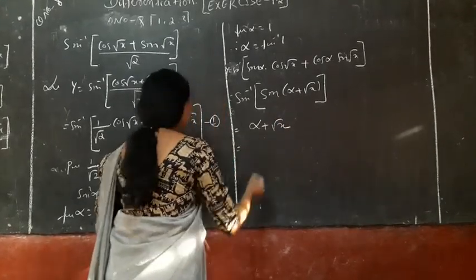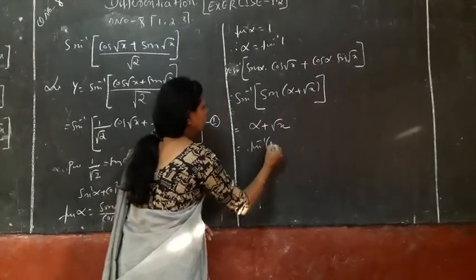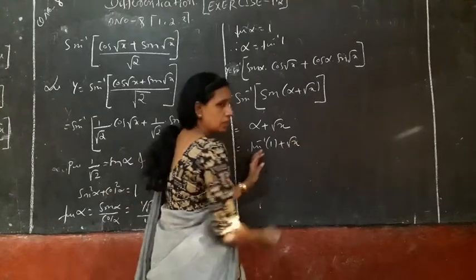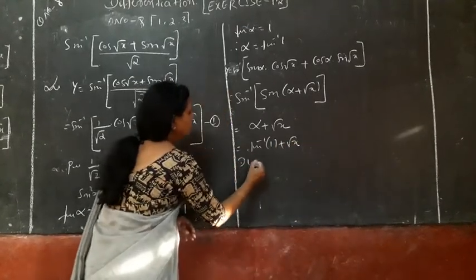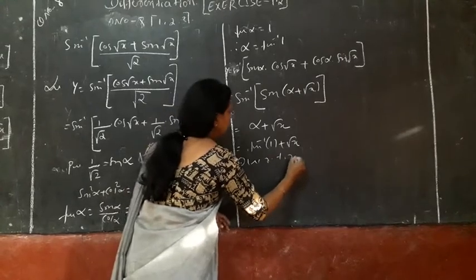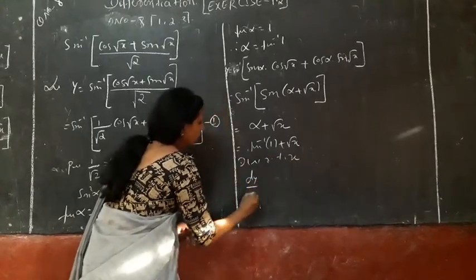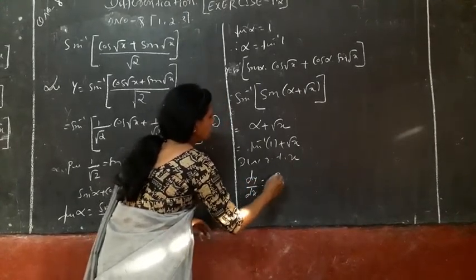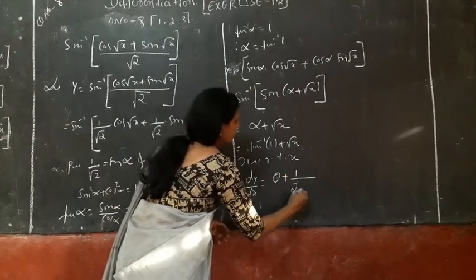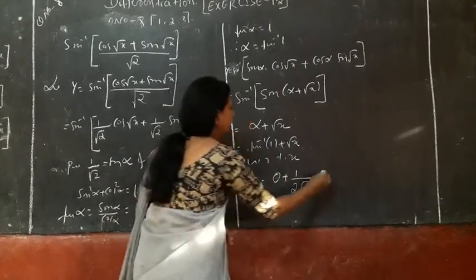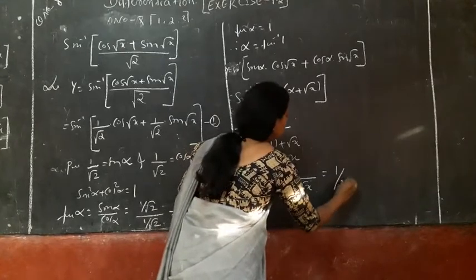Now put the value of alpha, that is tan inverse 1 plus root x. Differentiating with respect to x, we get dy upon dx equal to 0 plus the differentiation of root x, which is 1 upon 2 root x. Therefore the answer is 1 upon 2 root x.